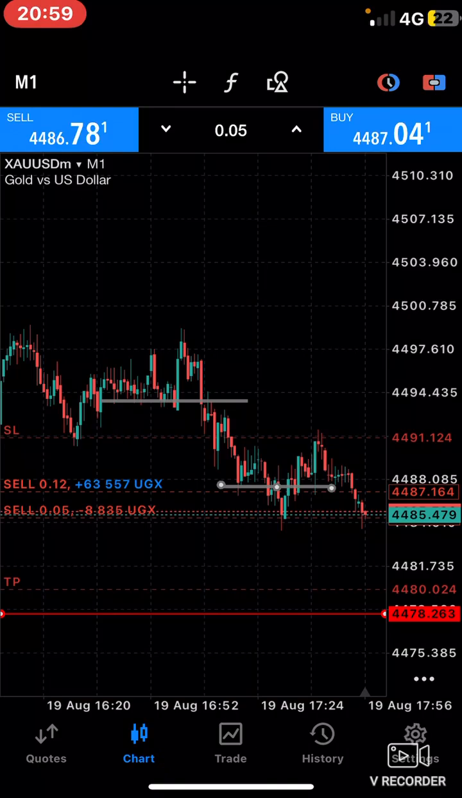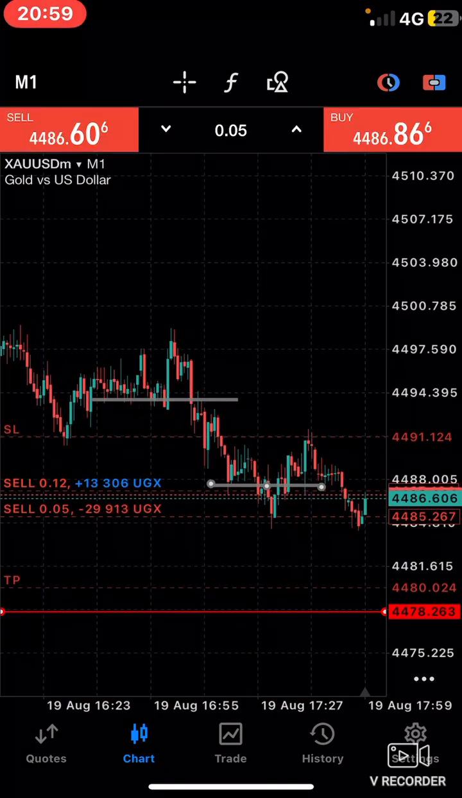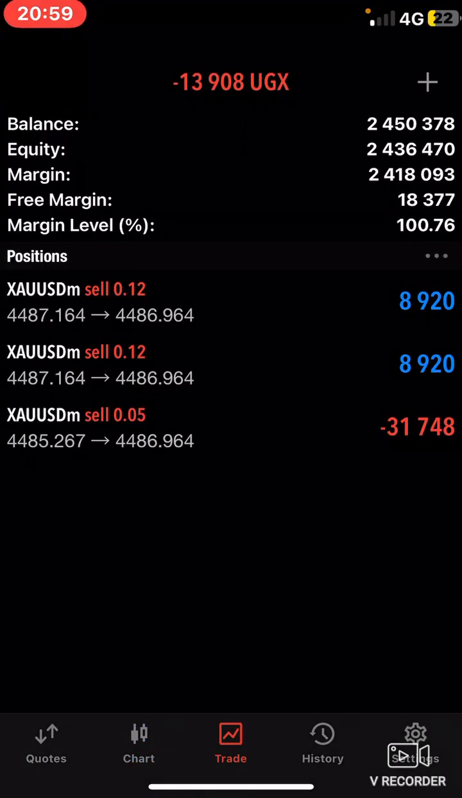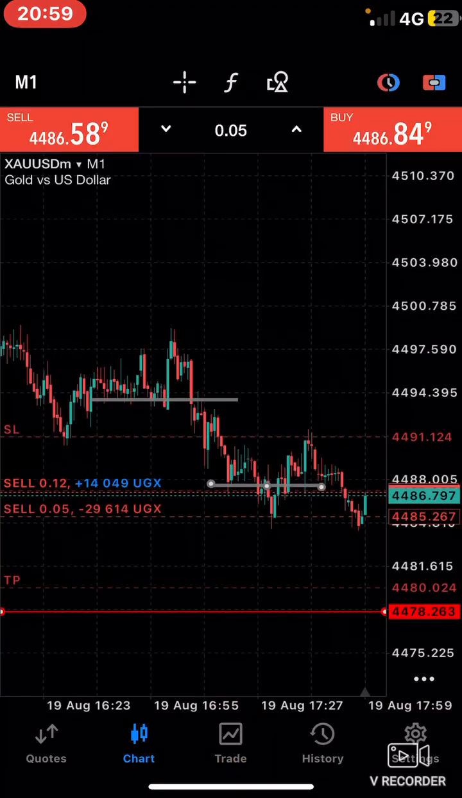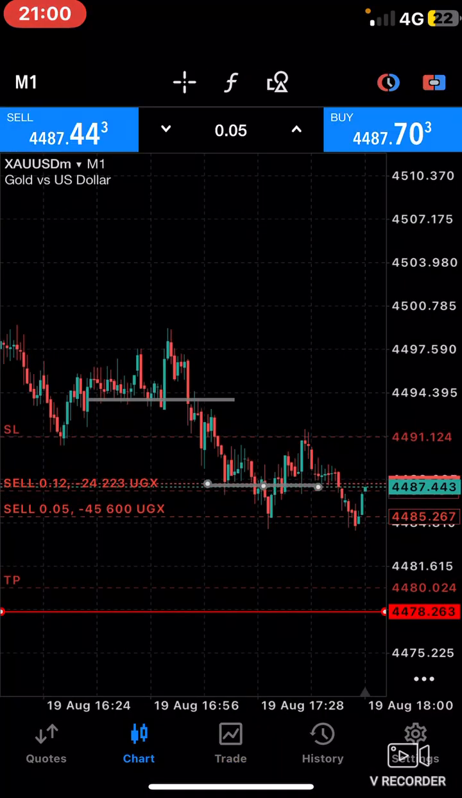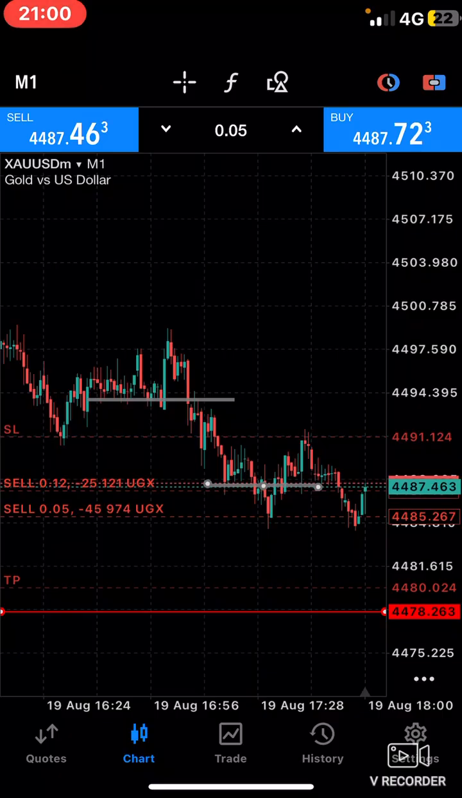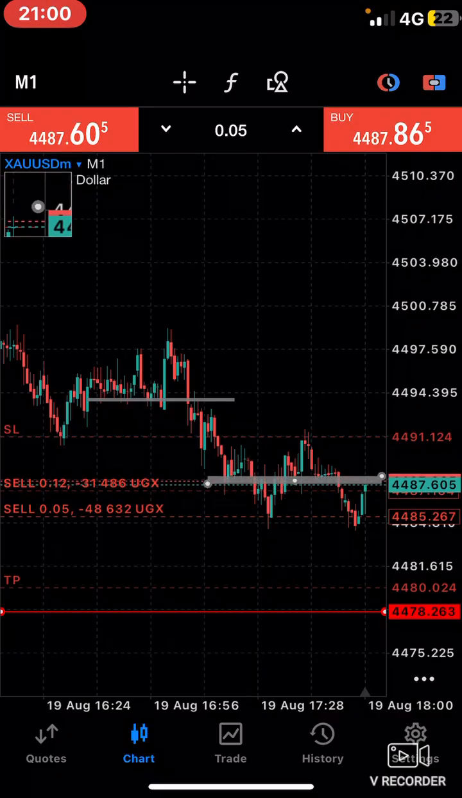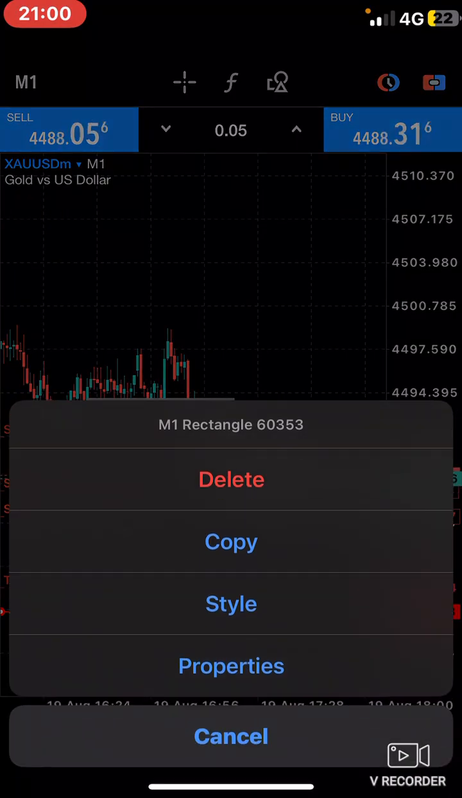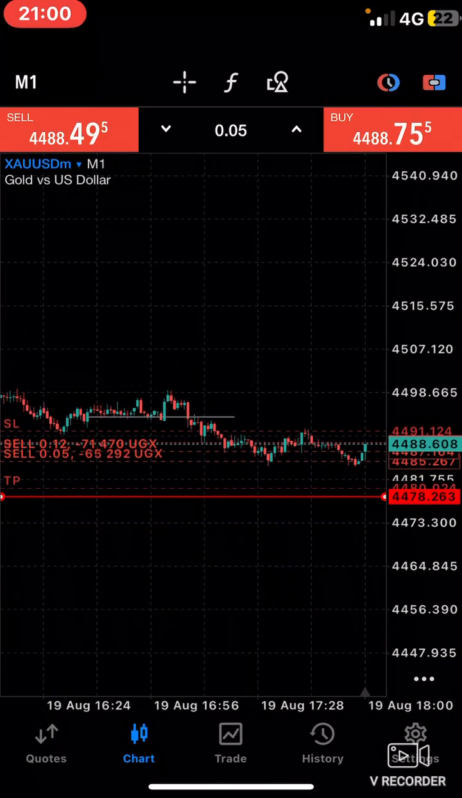As I took the setup on the M1, currently it's making a pullback, but let's wait. Let's give it breathing space, because most of you when you see drawdown you get scared, and that's how you lose most of the cash that you so desperately want. You just have to let the market do its thing. So that being said, let's wait and see how this gold trade plays out.